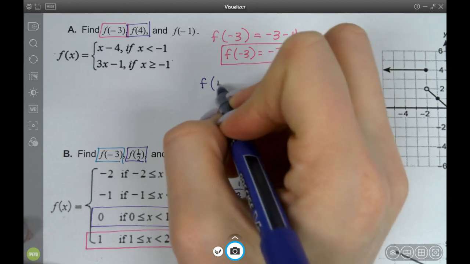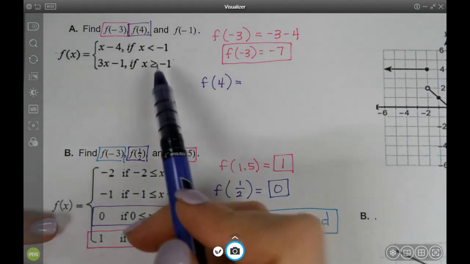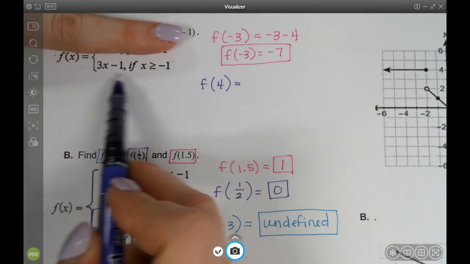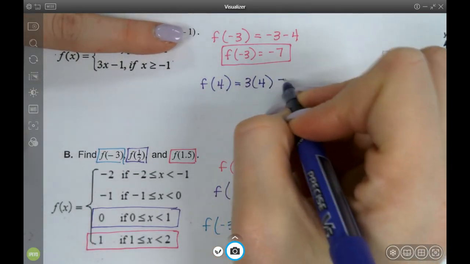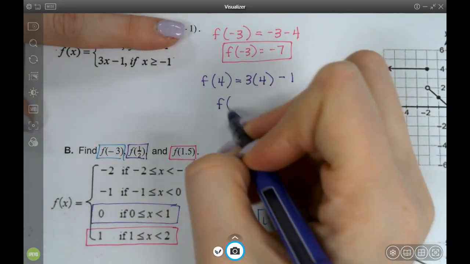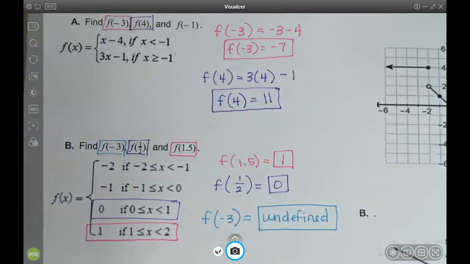Now we have f of 4. Is 4 less than negative 1 or greater than or equal to negative 1? It's greater than or equal to negative 1. So I'm going to plug it into this second equation. It's like the first one doesn't exist anymore, and I just have this one. When I plug in 4, I have 3 times 4 minus 1. What's 3 times 4? 12, and 12 minus 1 is 11.